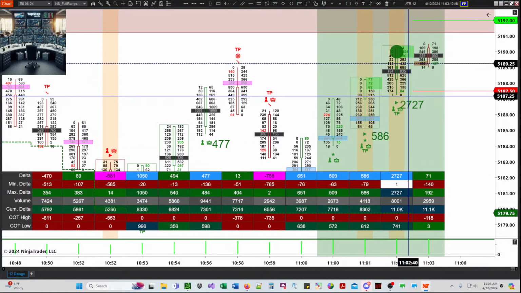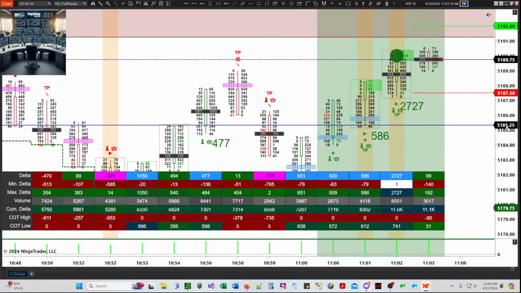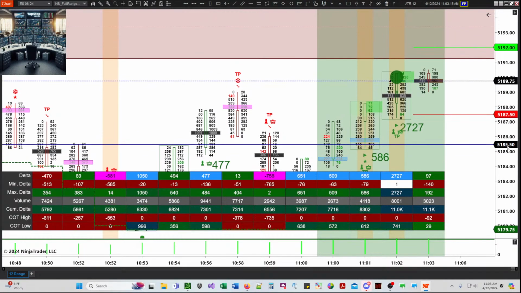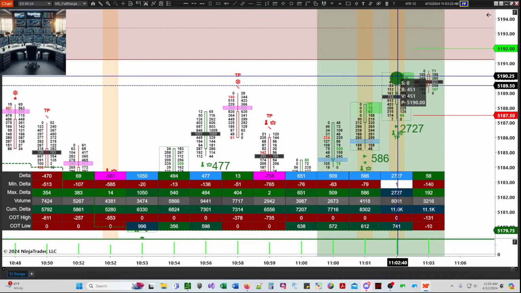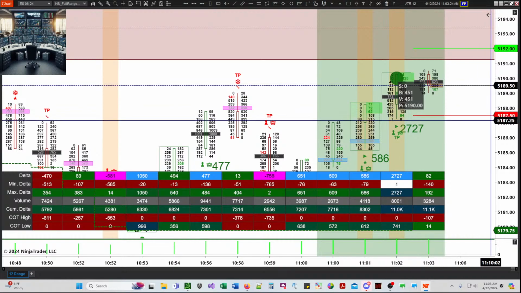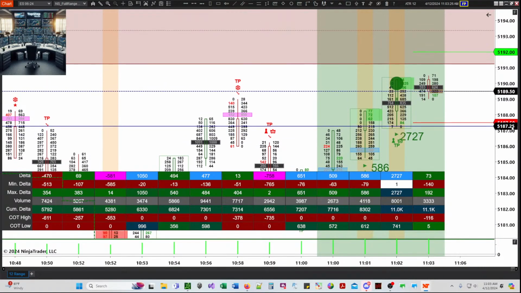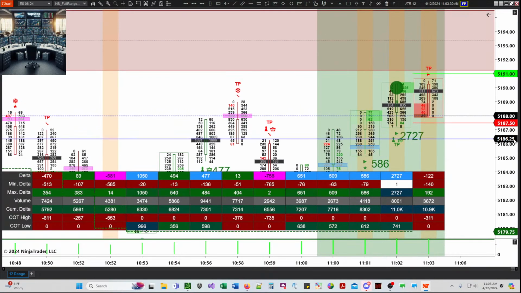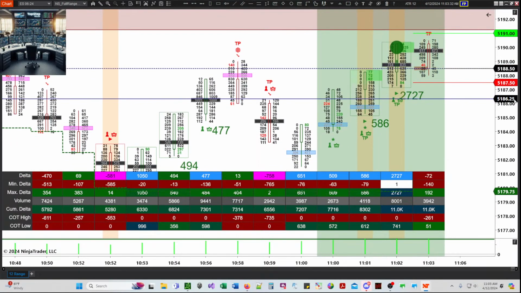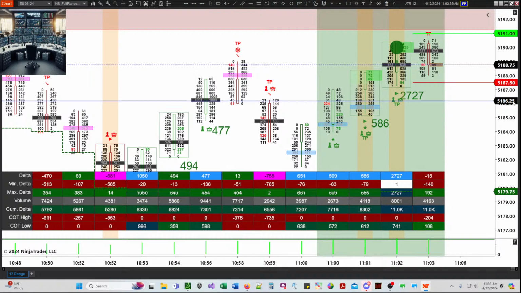Big buyer there, man. Big buyer there. We got 2,700 on the Delta. This thing should be taking off, man. We're at 51.90. Got a lot of buyers at 51.90. Morgan, you think this is a fake breakout?